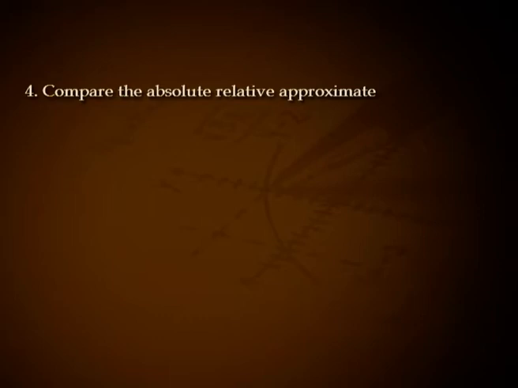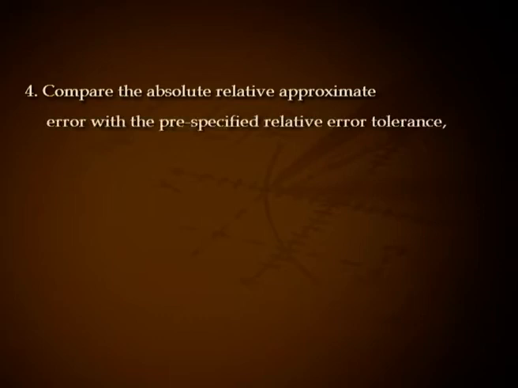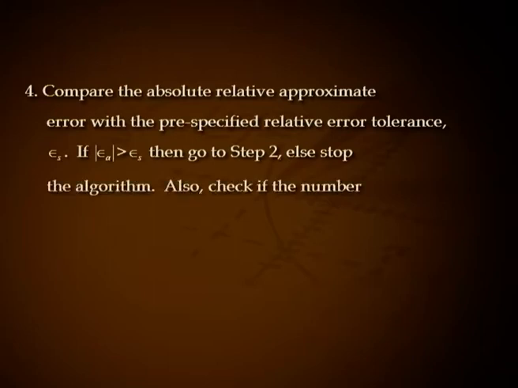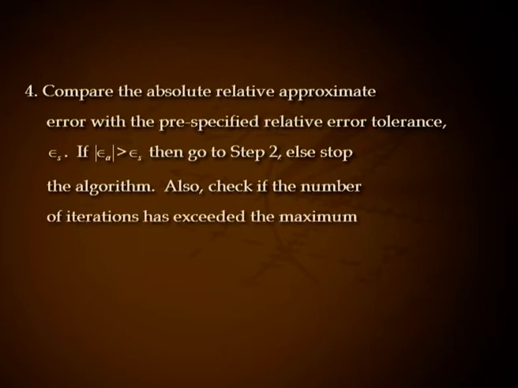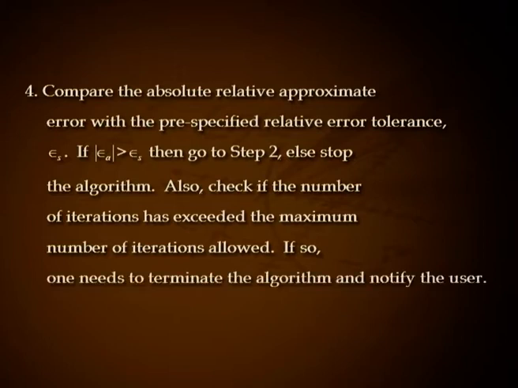4. Compare the absolute relative approximate error with the pre-specified relative error tolerance epsilon s. If modulus of epsilon a is greater than epsilon s, then go to step 2, else stop the algorithm. Also check if the number of iterations has exceeded the maximum number of iterations allowed. If so, one needs to terminate the algorithm and notify the user. The method can be used for both algebraic and transcendental equations, and it also works when coefficients or roots are complex. It should be noted, however, that in the case of an algebraic equation with real coefficients, a complex root cannot be reached with a real starting value.